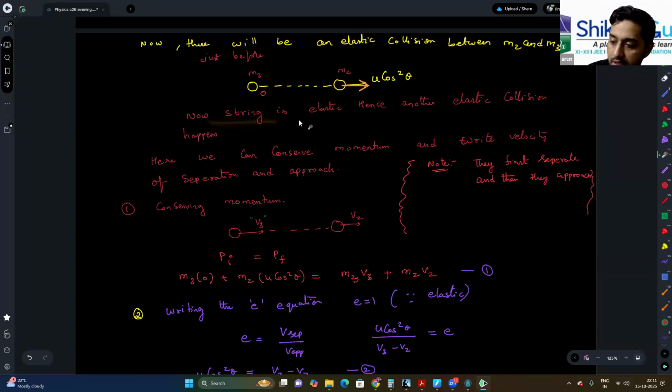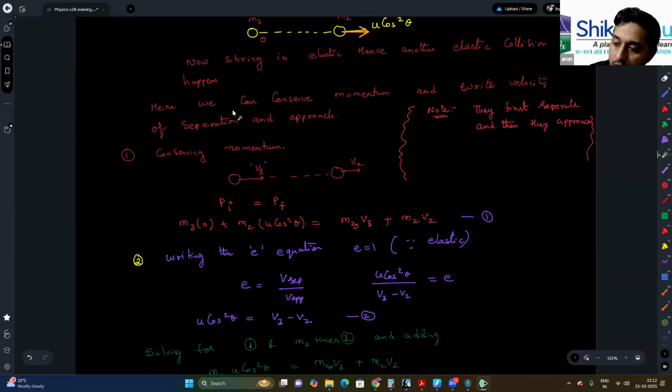Since the string is again elastic, another elastic collision will happen between these two. So this is the approach, going with a relative velocity of separation of u cos square theta with respect to this, which is not moving. Here we will write that external forces in this brief moment are zero. So we can conserve the momentum and write the velocity of separation and approach equation, that is the equation for e.